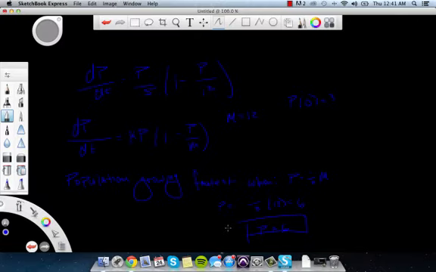And if you look along at the AP score line, they literally write the same thing. But if you didn't know that the population is always going to be growing fastest when it is equal to 1/2 of your carrying capacity, you could have just taken the derivative of this function given, and set that equal to 0 and solved for that. So again, a pretty easy part B.